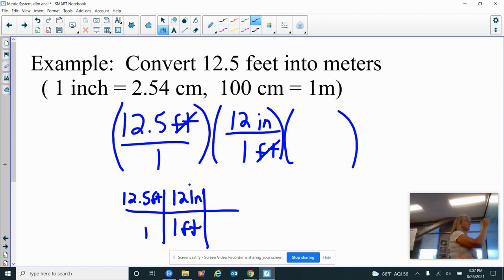Right now, if I stopped and did 12.5 times 12, I would be in inches, but I don't want inches. I need to get over to meters. So now I have inch on top. I put inch on the bottom, always. Whatever unit's up there, make sure you're writing that unit. Now I need an equivalency. Knowing that I want to get to meters, I'm going to use this. That inch is 2.54 centimeters. So 1 inch is 2.54 centimeters.